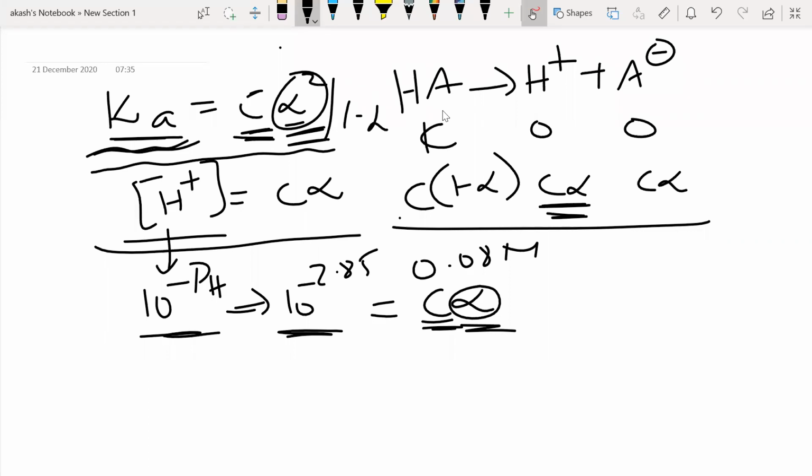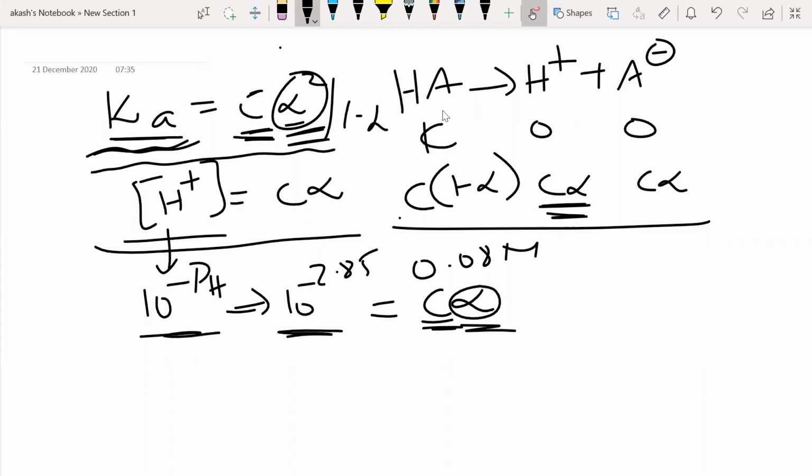Okay, take this question, people. What is the degree of ionization and pH? You have to find 2 things here. What is the degree of ionization, guys? What is degree of ionization? Alpha, sir. Yes, correct. It is alpha. Degree of dissociation or degree of ionization, all these are the same.